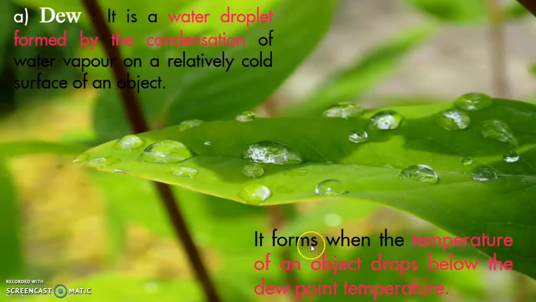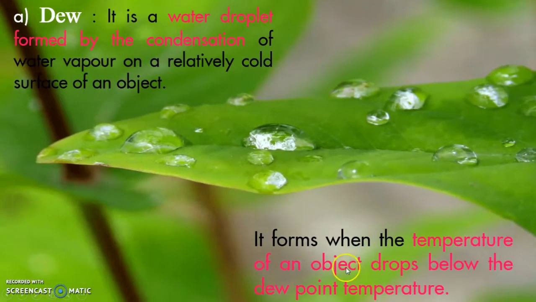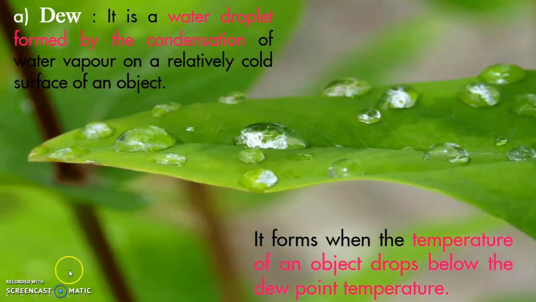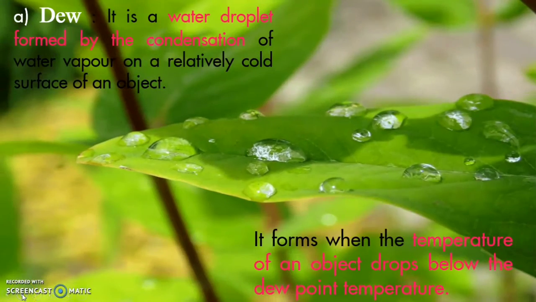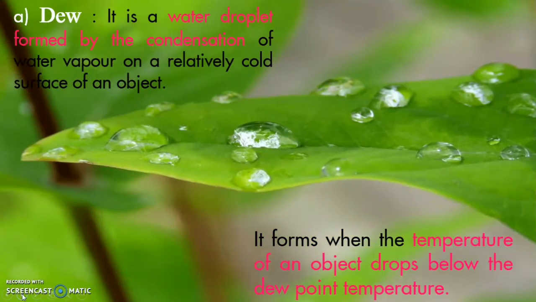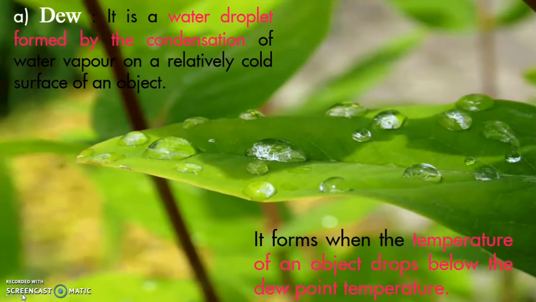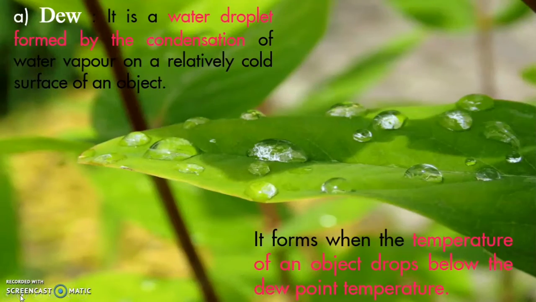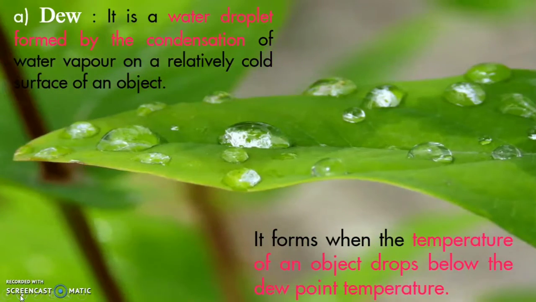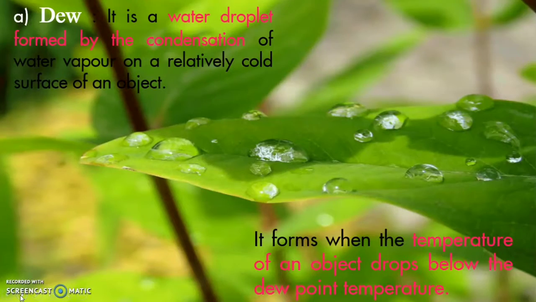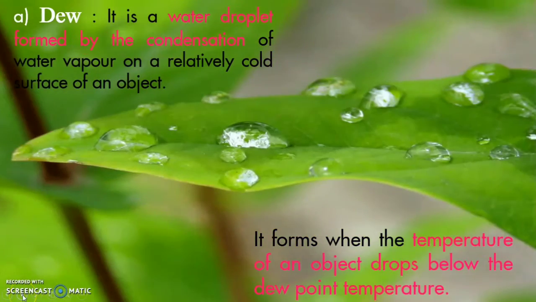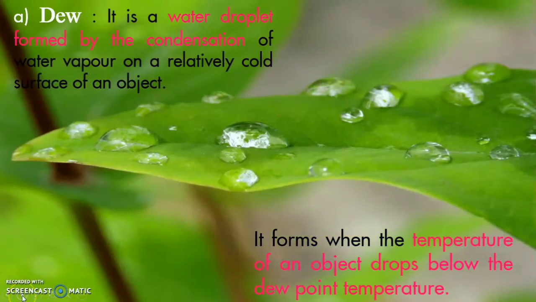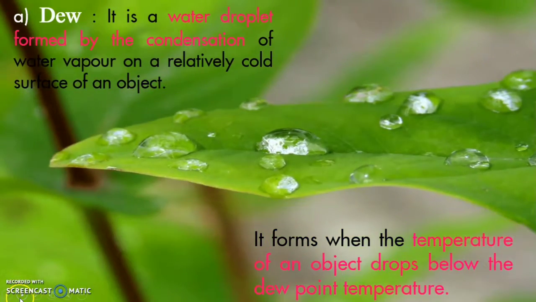Children, it is formed when the temperature of an object drops below the dew point temperature. Now, what is dew point temperature? Yes, dew point temperature is the temperature at which the atmosphere is saturated with water vapor when it is cooled without changing its pressure or water content. So, children, dew is a water droplet formed by the condensation of water vapor on a relatively cold surface of an object. Is it clear, children?